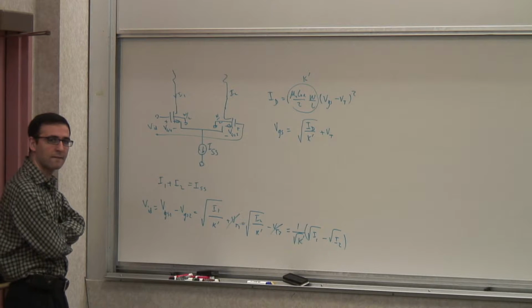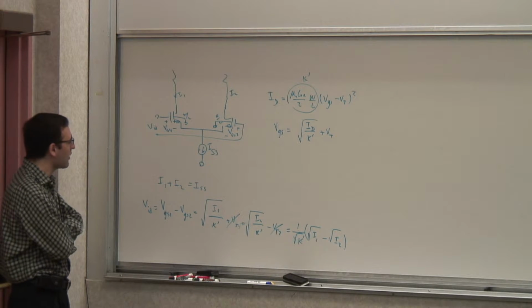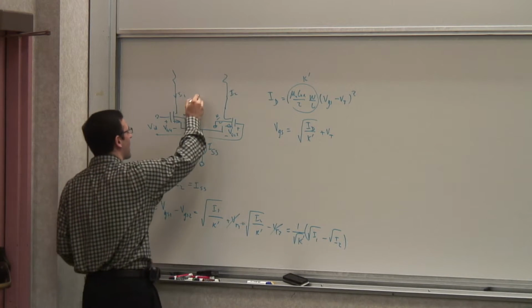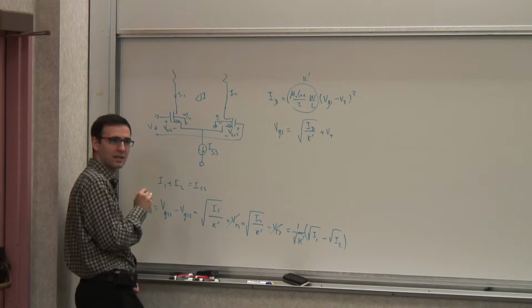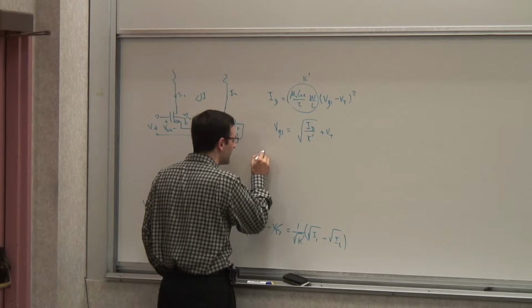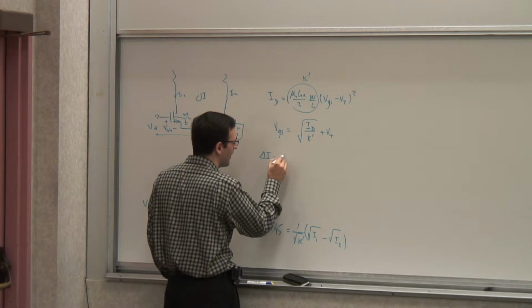Okay? So now, what can I do with this? I want to actually write this, I want to solve for delta I at the output in terms of the ID. The same thing that I solved for in the bottom. So delta I is what? Delta I is I1 minus I2.